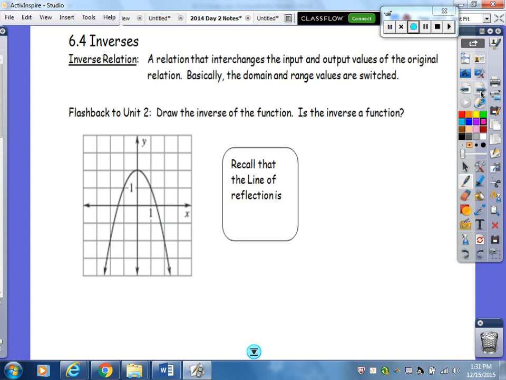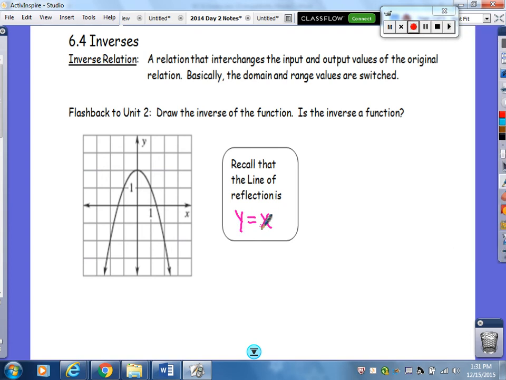So we want to draw the inverse of the following function. Notice this is a quadratic, and this is a function. We want to know if the inverse is a function. Okay, so remember that the reflection line is always y equals x when you do inverses. We want to pick a number of points, and then we're just going to switch the x and the y and regraph them. So the more points you pick, the easier your graph's going to be.